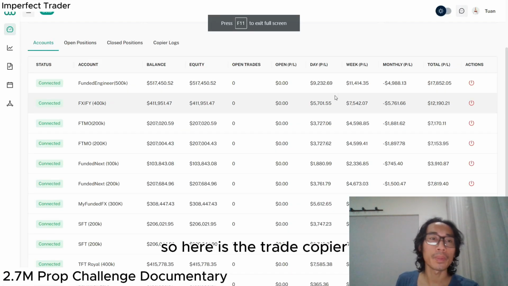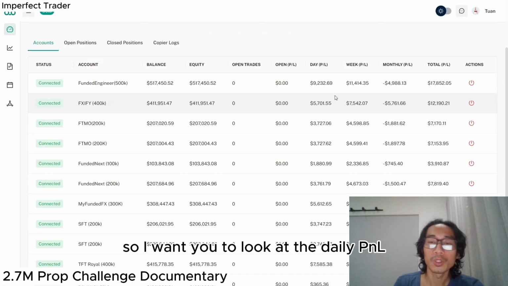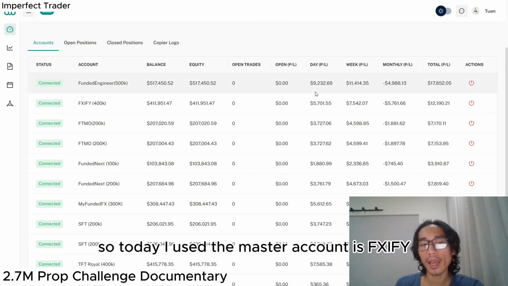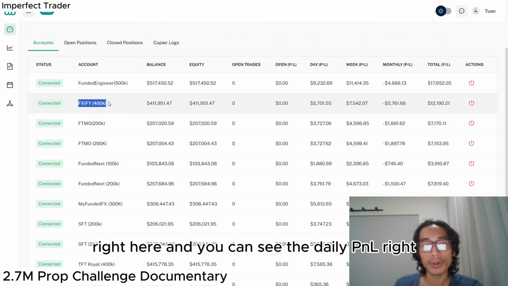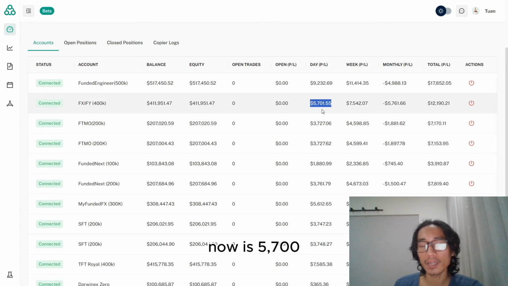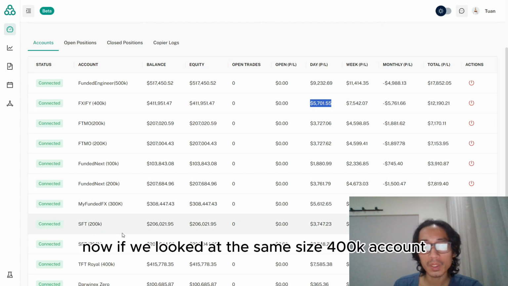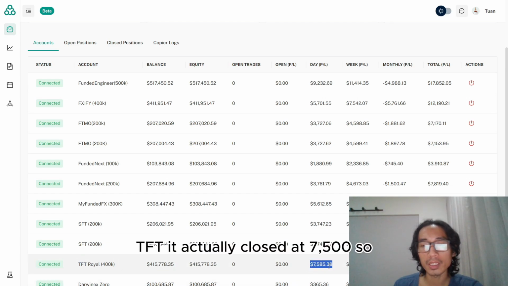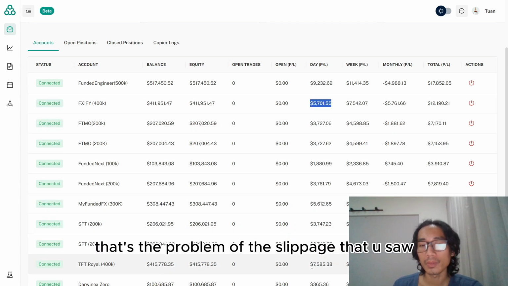So here is the trade copier. I want you to look at the daily P&L. Today I used a master account, FXIFY, right here, and you can see the daily P&L right now is 5,700. Now if we look at the same size 400k account, FTT, it actually closed at 7,500. So that is the problem of the slippage that you saw earlier.